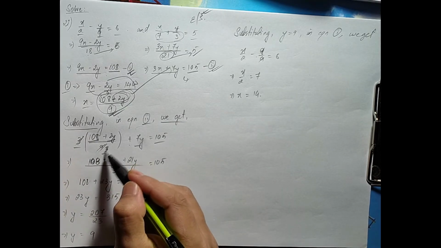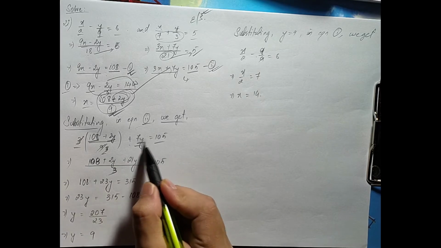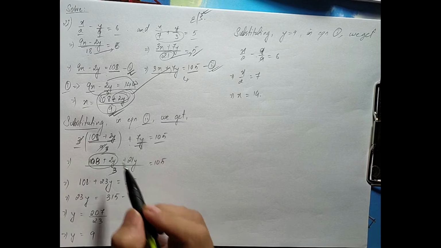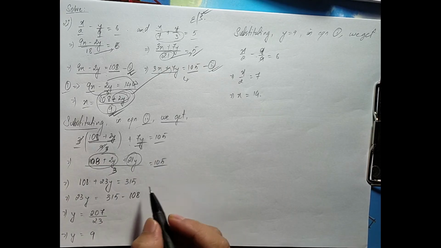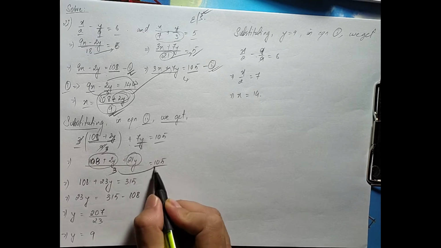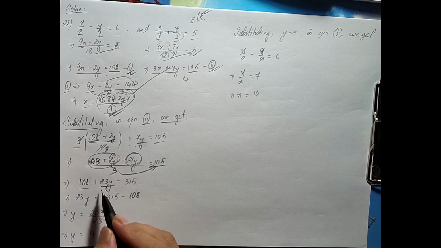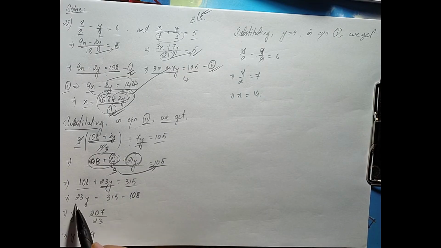3 and 9 get cancelled, you get 3. And then you can take LCM. So LCM will be 3. So you get 108 plus 2y plus 21y is equal to 315. Then 3 can be taken here. 21 plus 2 is 23. So 108 plus 23y is equal to 315.